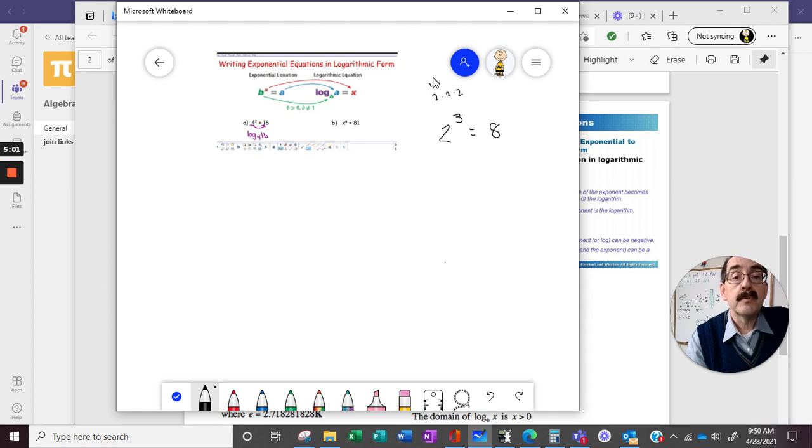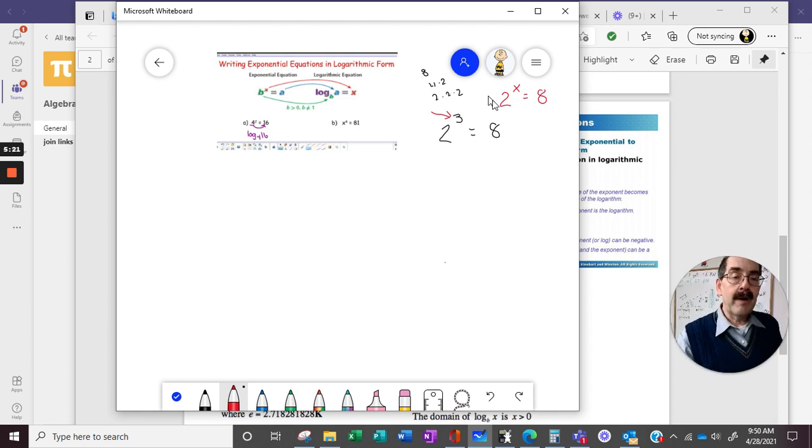4 times 2, 8. Now, we want to convert that. In time, our goal is to be able to solve for the 3. 2 to what exponent is 8? Well, we know it's 3, but what if it was a hard one? How would we solve it?